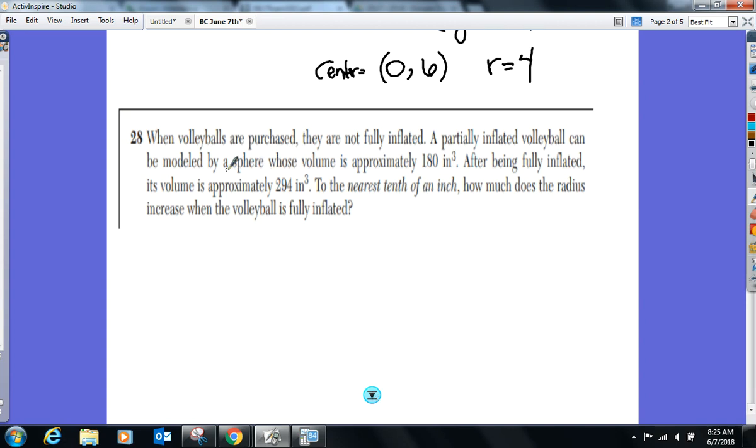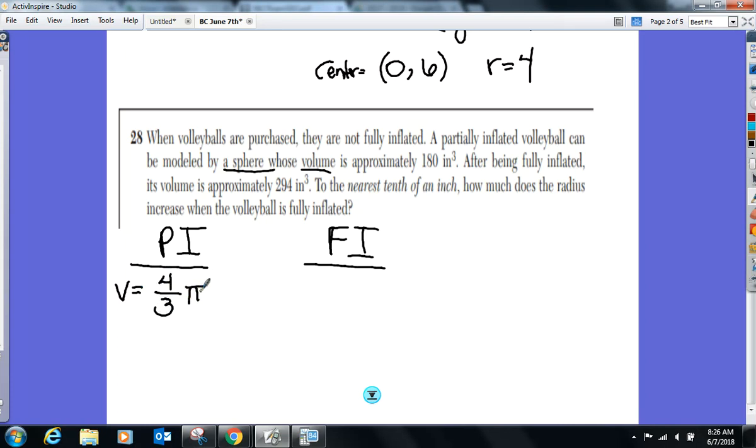So we're talking about volumes of a sphere. Where can I find that one? Formula reference sheet, absolutely. There's one right in this exam for you. So let's go partially inflated, PI, fully inflated, FI. Anybody want to give me a heads up on the volume formula for a sphere? 4/3 pi r cubed, right off the formula sheet.